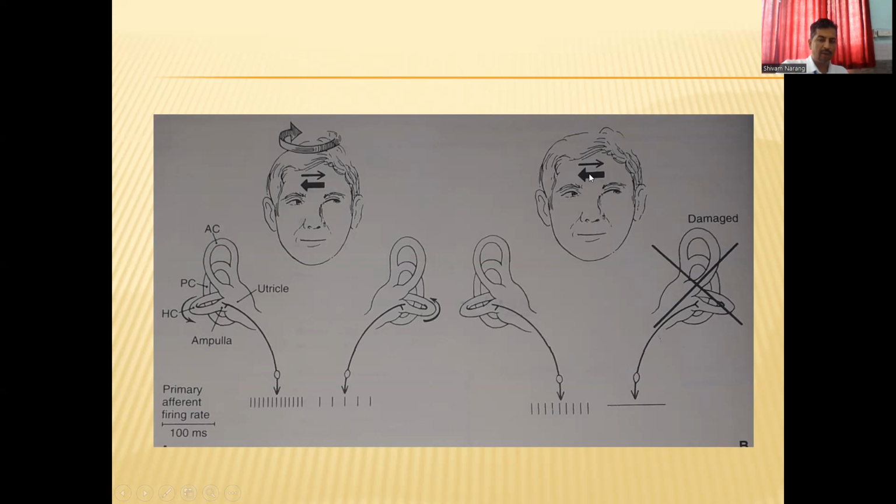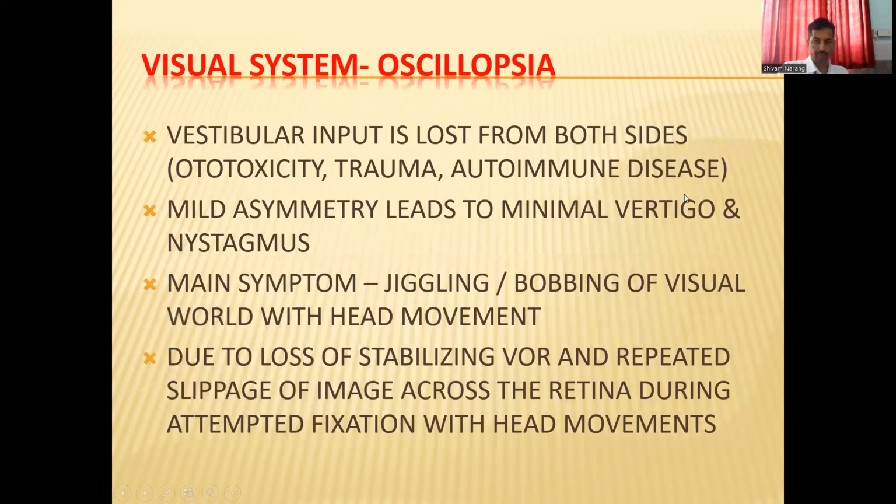So without head movement, if the labyrinth is damaged, there will be a nystagmus towards the normal side. And suppose if it is an irritative labyrinth, there will be increased firing rate. The nystagmus will change its direction. So vestibular inputs.